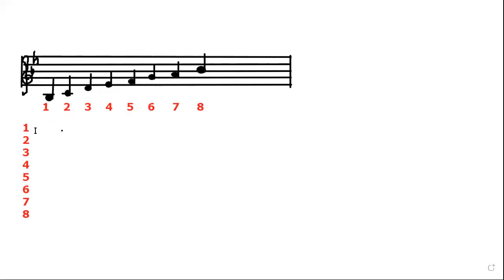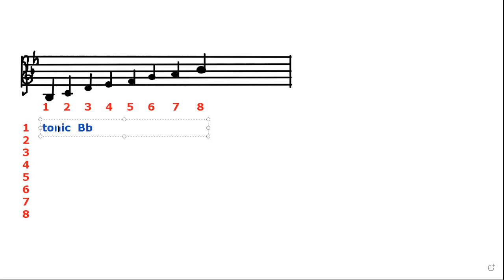And we're going to just practice figuring out how to work with some of these things. So I said already, the first scale degree is called the tonic. In the scale, that is the note B flat.